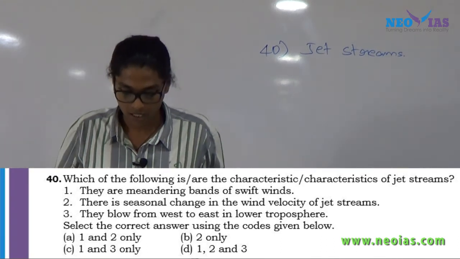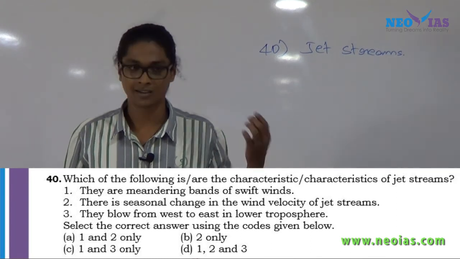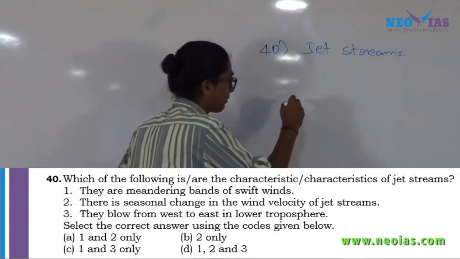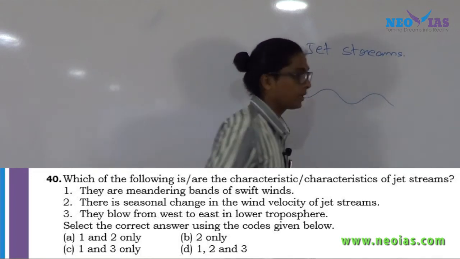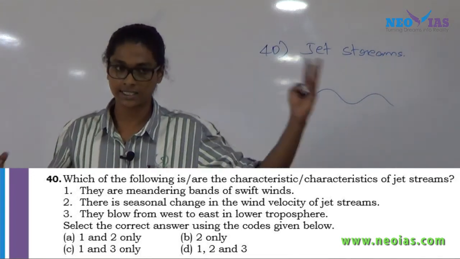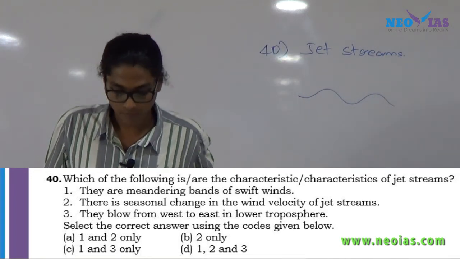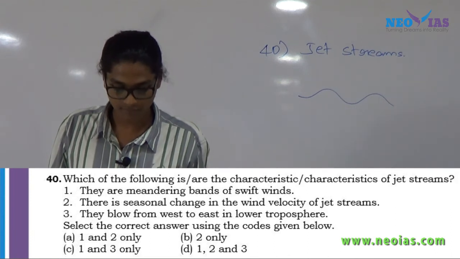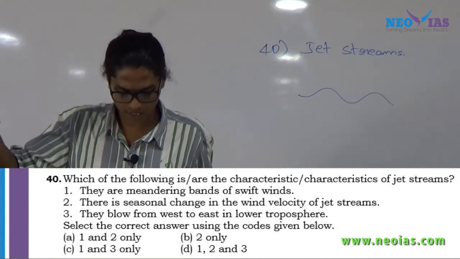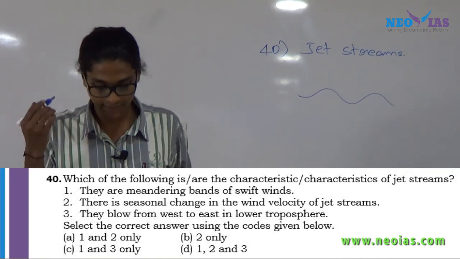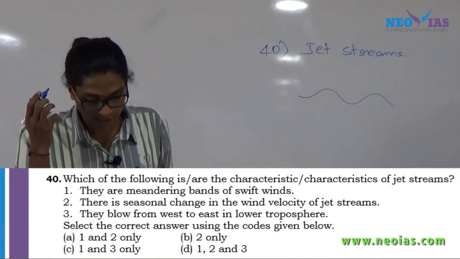They are meandering bands of swift wind. Again, they will be propagating in a meandering way. We have dealt with this in the class. So the answer will come out as A only. Now go through the second one. There is a seasonal change in the wind velocity of jet streams.